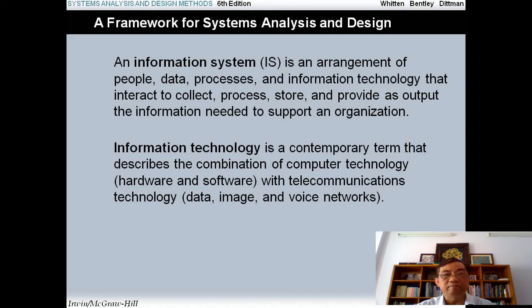An information system is an arrangement of people, data, processes, and information technology that interact to collect, process, store, and provide as output the information needed to support an organization. Information technology is a contemporary term that describes the combination of computer technology, hardware and software, with telecommunication technologies, data, image, and voice networks.